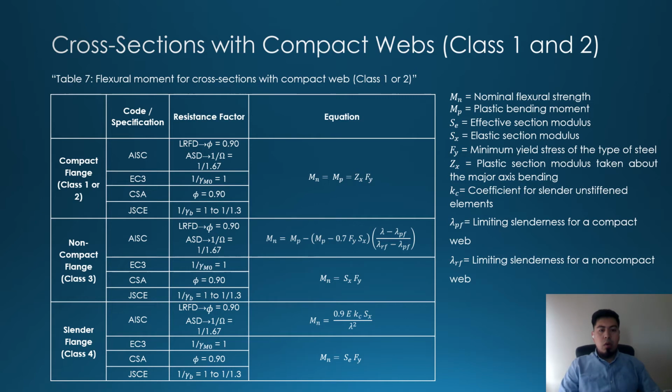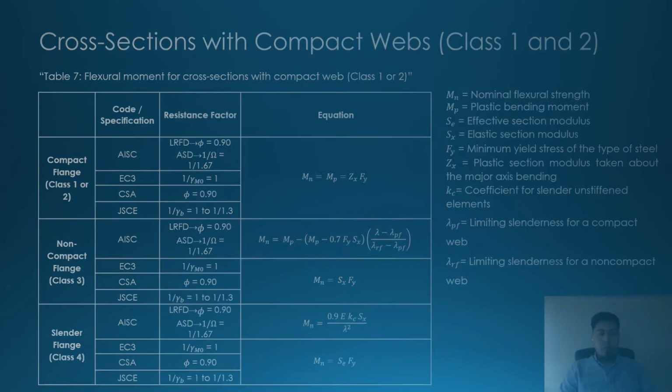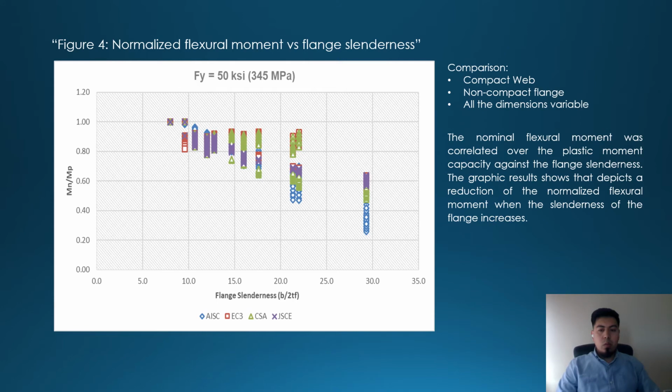Despite that, the Eurocode 3, the CSA, and the JSCE have the same approach, the effective area is calculated with different procedures. A comparison was performed with compact web and non-compact flange. All the dimensions in this case are variable. The objective of this comparison was to evaluate the change of the normalized flexural moment against the slenderness of the flange.